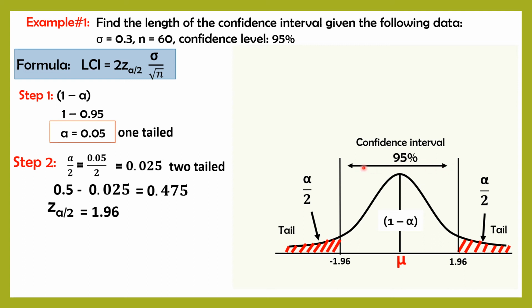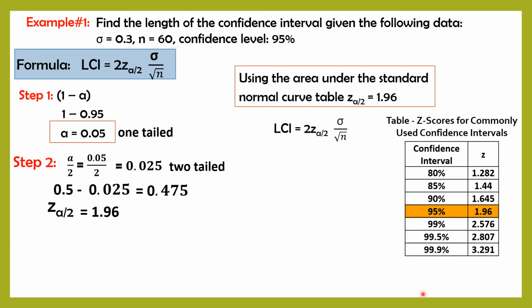So, to get the length of the confidence interval, that is Z sub alpha over 2 times the lowercase sigma, that is the population standard deviation, over the square root of n. So, whatever is on the left side is the same on the right side. That's why our formula is times 2. So, using the area under the standard normal curve table, Z sub alpha over 2 is equal to 1.96. So, let's use this table.